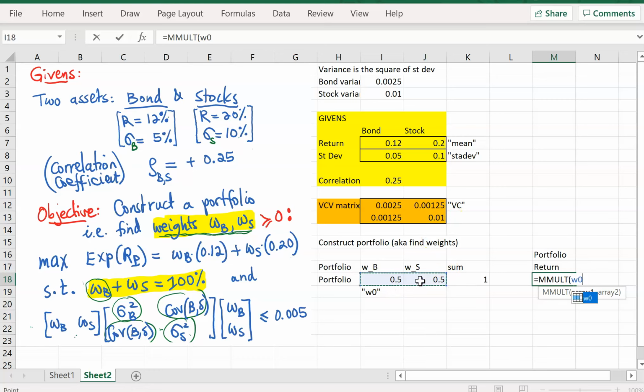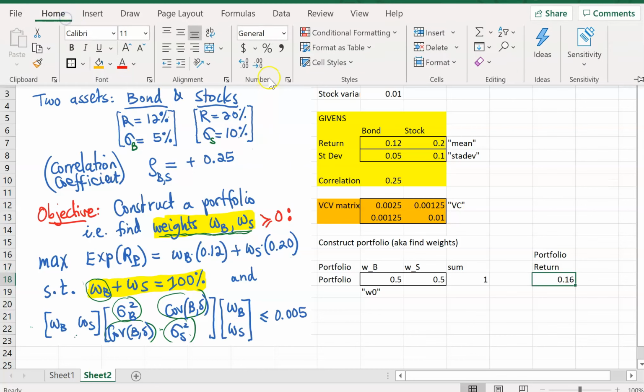All right, so now we want to multiply this matrix, which is W0, comma, the transpose of the mean. I can either select it, or you see how the name shows up. Close the parenthesis, then close the parenthesis one more time. Now you can say Control Shift Enter. Usually it's recommended to use that whenever you do matrix multiplication. There you go.